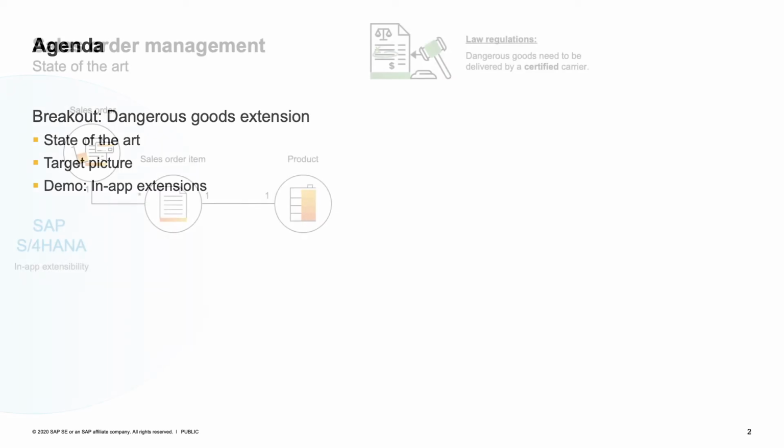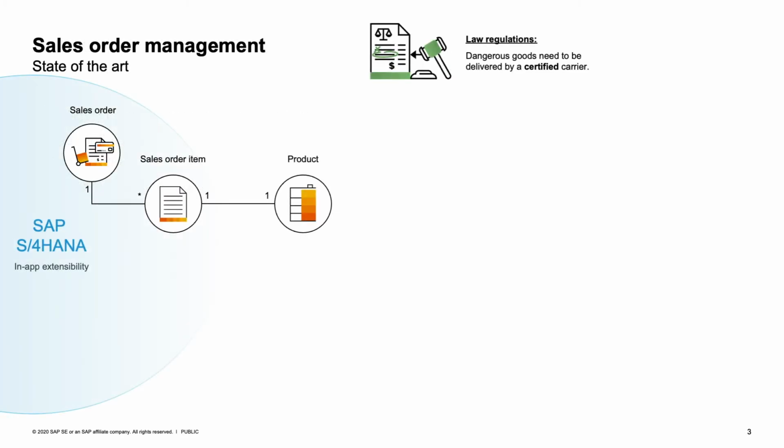And I want to show you today how you can extend your business scenario with in-app extensibility in the example of a dangerous good delivery. So today I want to give you a short overview of the state of the art, of the target picture we want to achieve with our extension scenario, and also a short demonstration of how you can achieve that. So let us deep dive into our example.